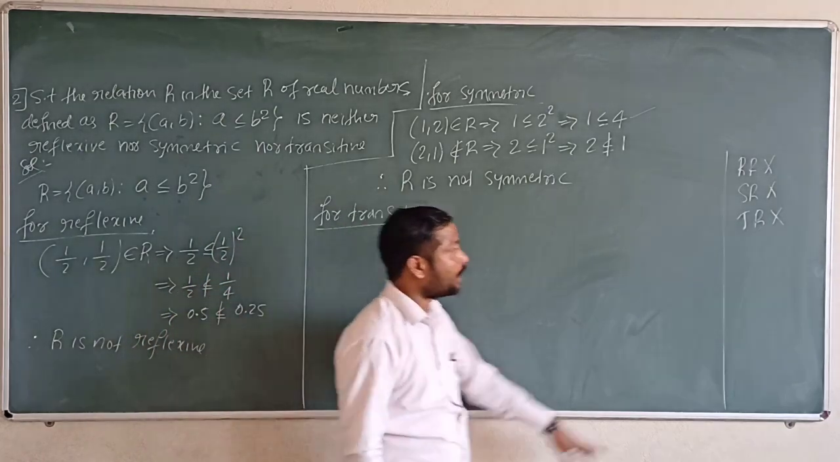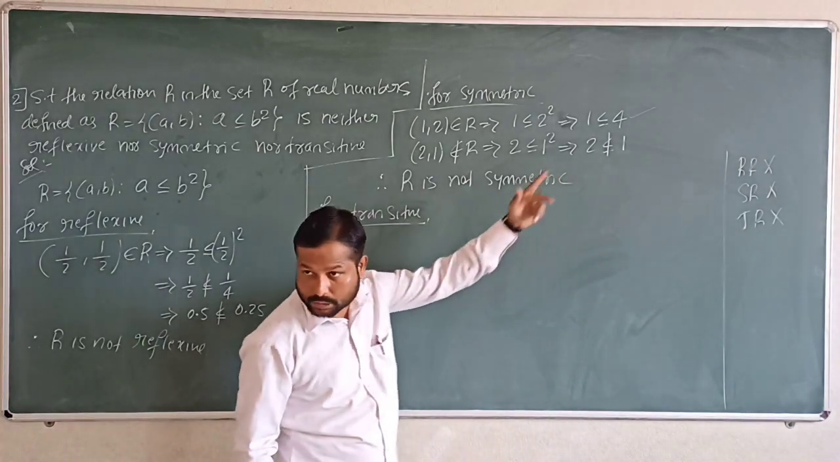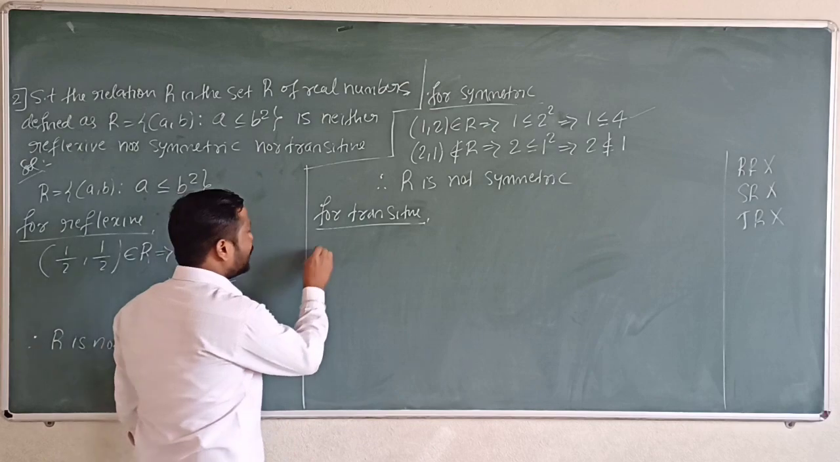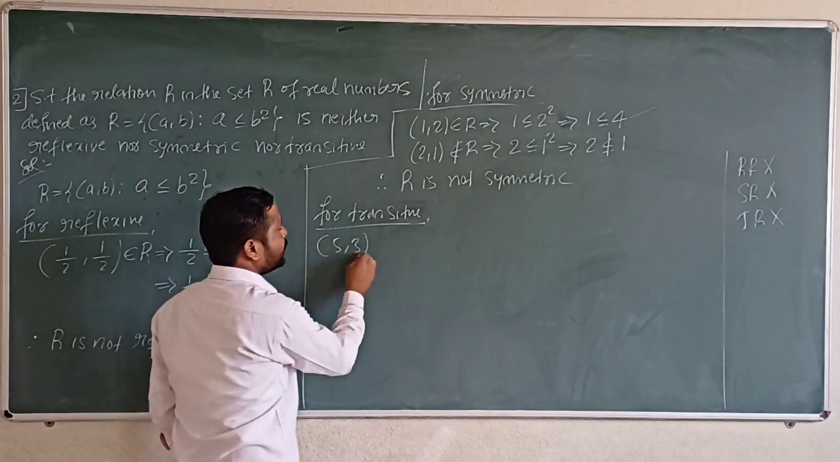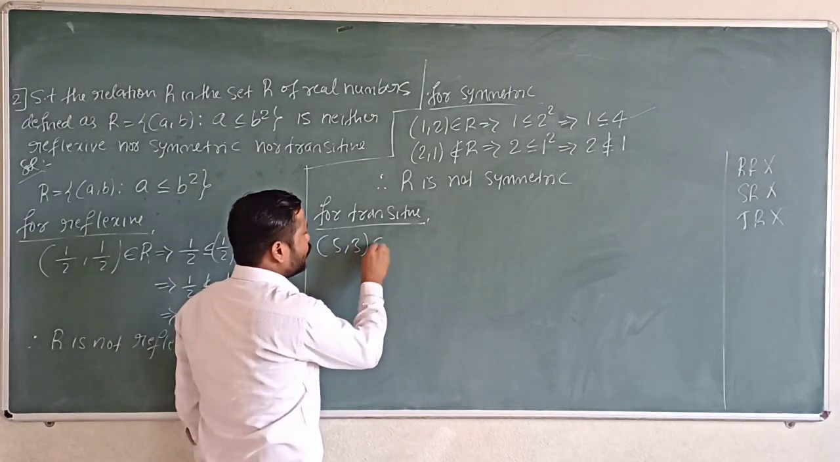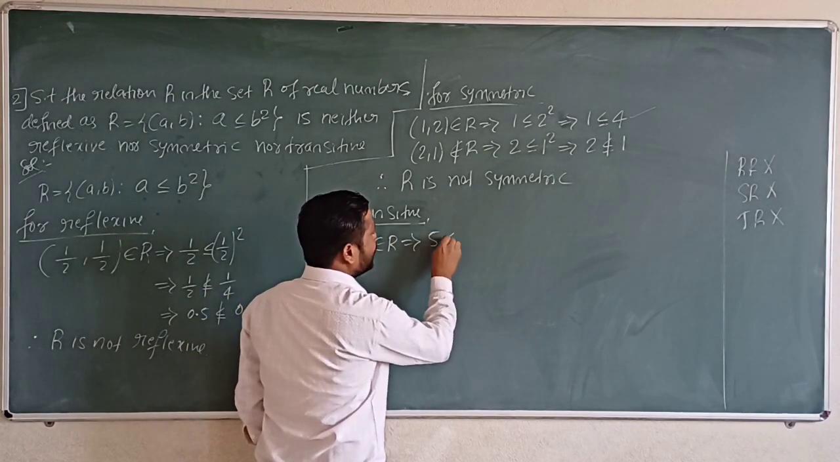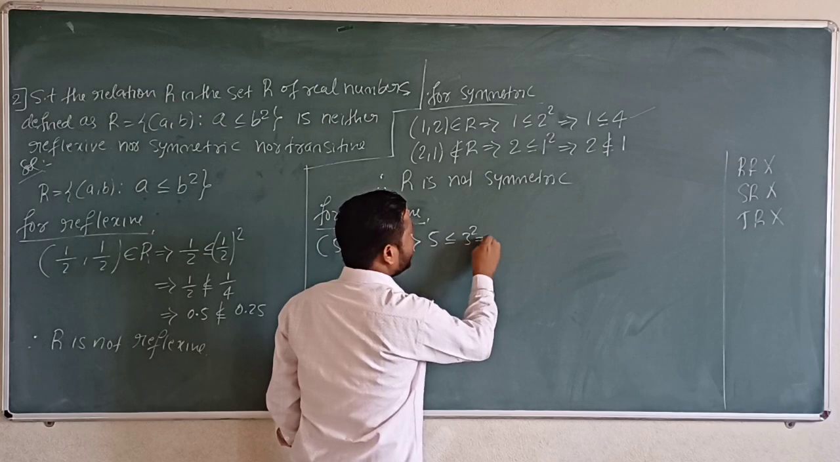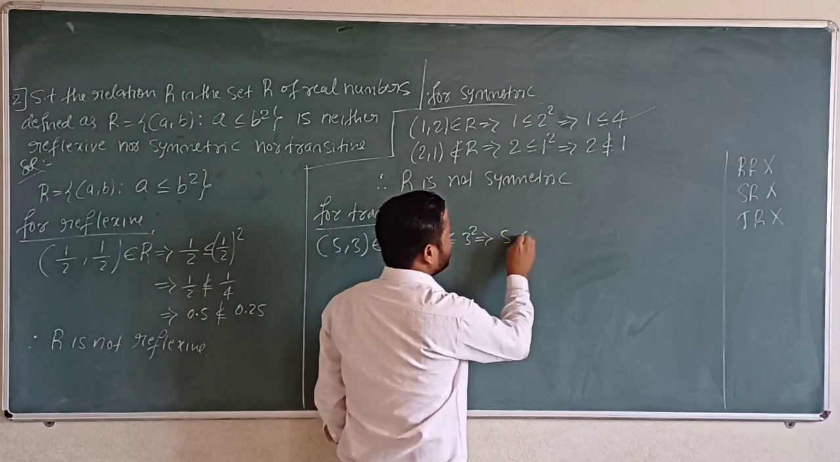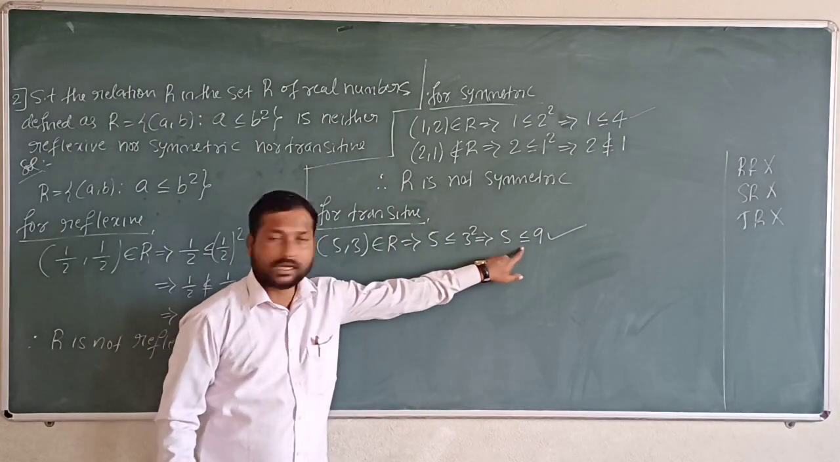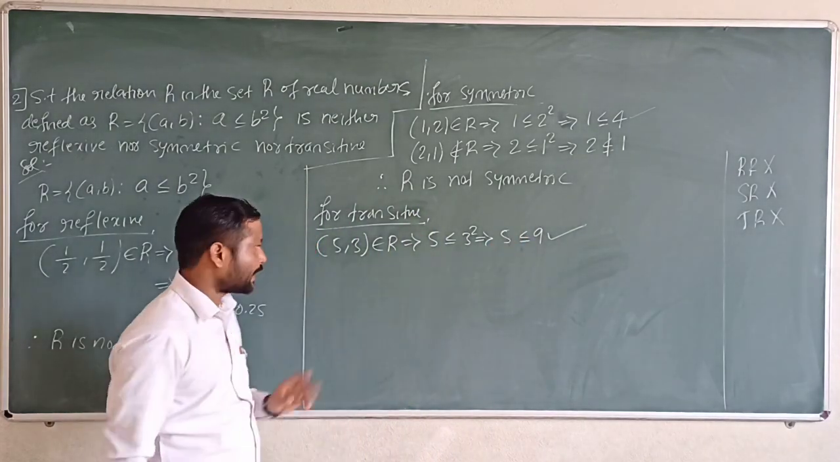Transitive. That told again, it is not transitive. Take one simple ordered pair: 5 comma 3. 5 comma 3 belongs to R. It implies, applying the relation here, 5 is less than or equal to 3 square, which is 9. Now it is correct: 5 is less than or equal to 9.